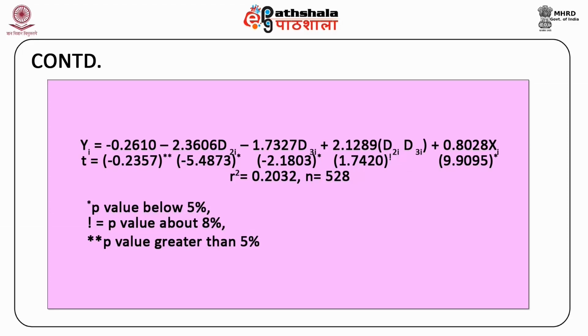P value below 5% are denoted by single star. Double star means P value about 8%, and 3 star means P value greater than 5%.